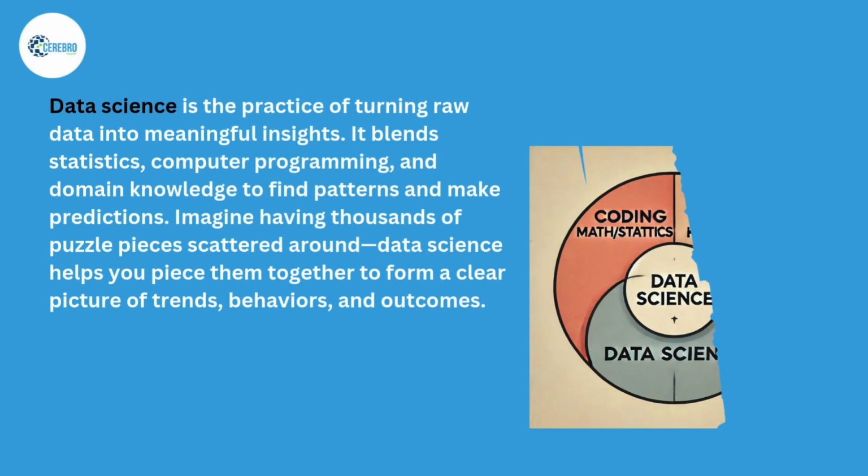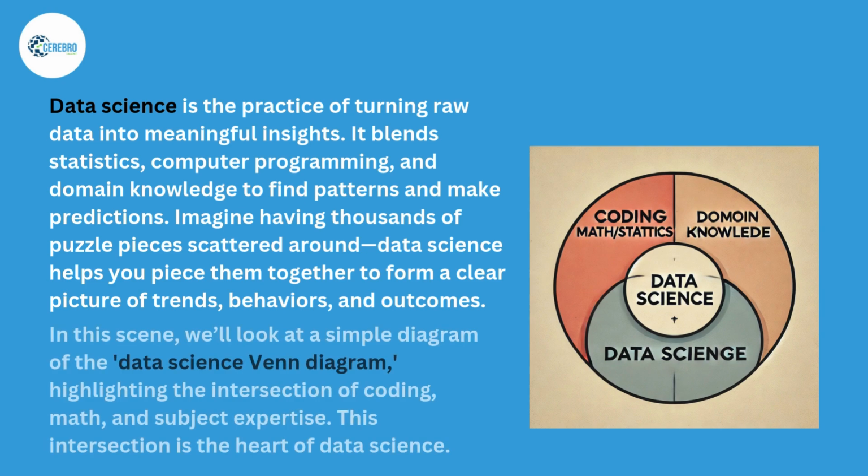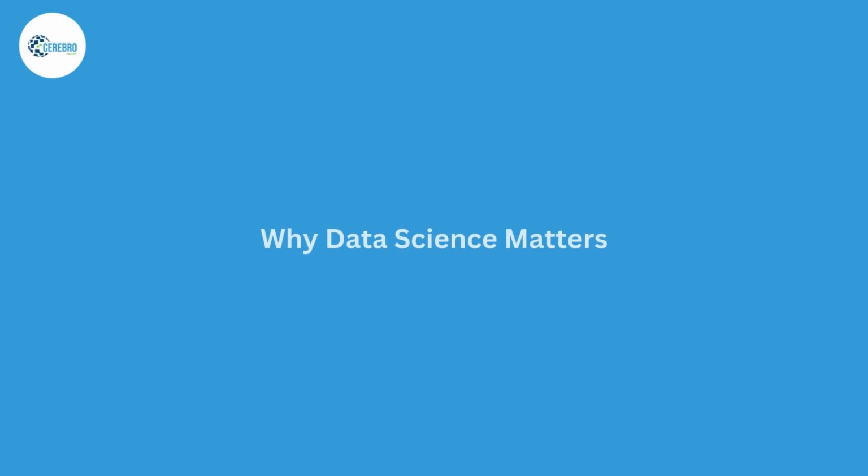Data science is the practice of turning raw data into meaningful insights. It blends statistics, computer programming, and domain knowledge to find patterns and make predictions. Imagine having thousands of puzzle pieces scattered around. Data science helps you piece them together to form a clear picture of trends, behaviors, and outcomes. In this scene, we'll look at a simple diagram of the data science Venn diagram, highlighting the intersection of coding, math, and subject expertise. This intersection is the heart of data science.